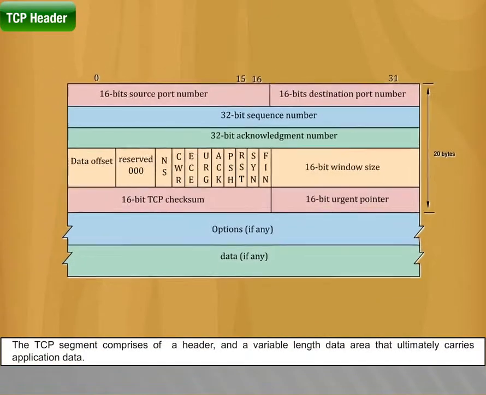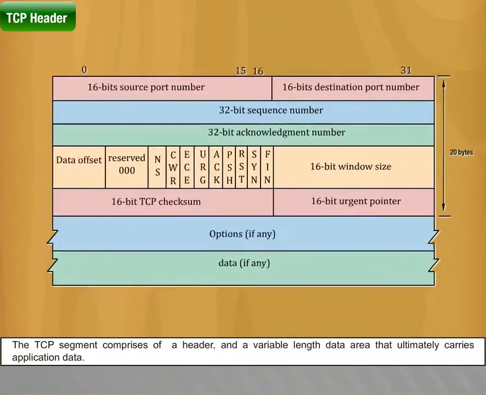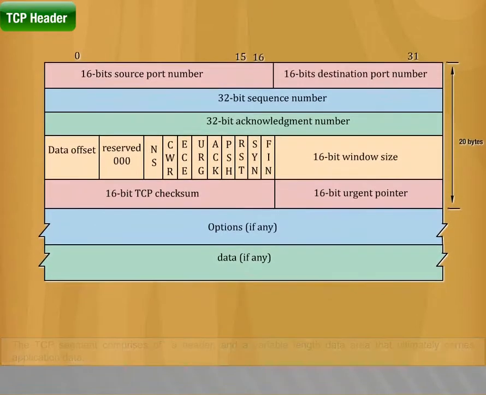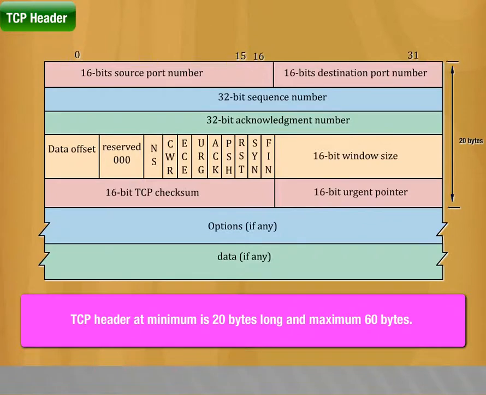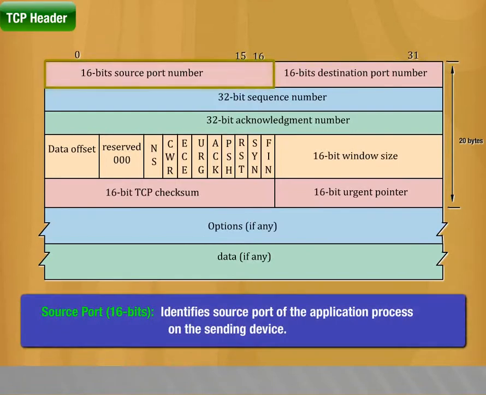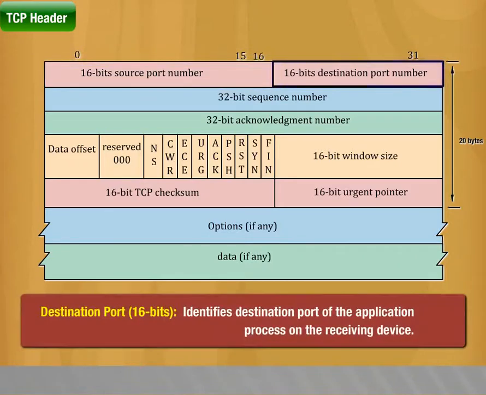TCP header. The TCP segment comprises a header and a variable length data area that ultimately carries application data. TCP header at minimum is 20 bytes long and maximum 60 bytes. Source port, 16 bits, identifies the source port of the application process on the sending device. Destination port, 16 bits, identifies the destination port of the application process on the receiving device.